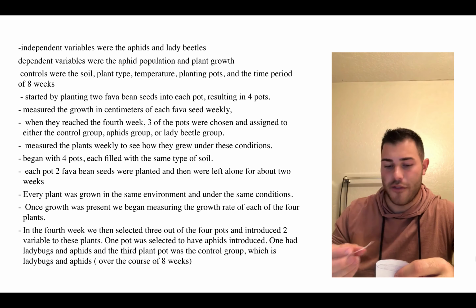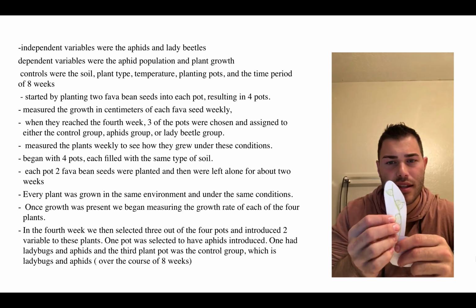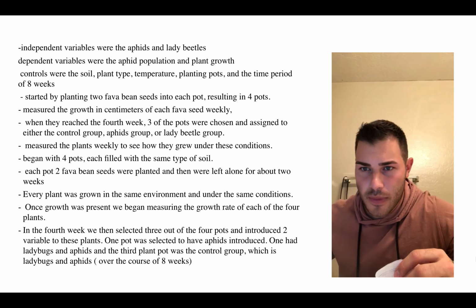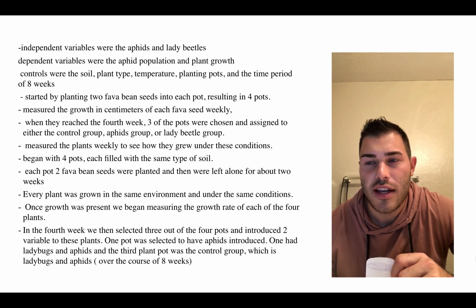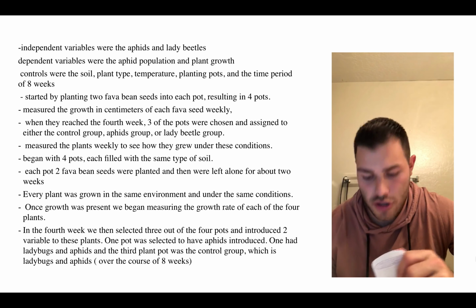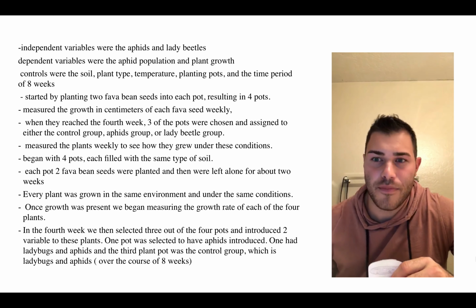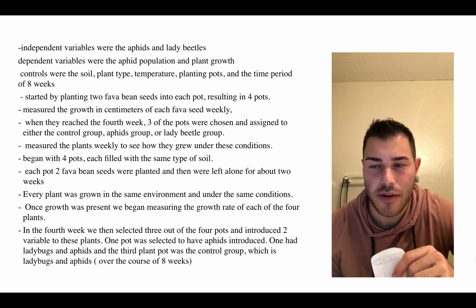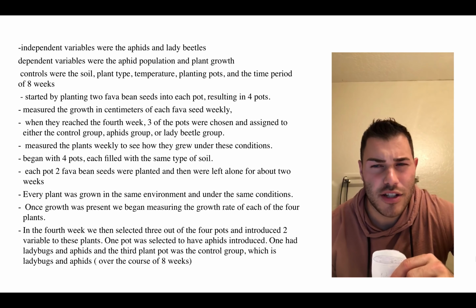So for the first week, we measured it at this length. Second week at this length. Third week at this length, and so on. We began with 4 of these pots. So 4 of these each had 2 seeds each filled with the same type of soil, each with 2 little beans here. And they were left alone for about 2 weeks for growth, with watering and everything. So every plant was grown in the same environment and under the same conditions.